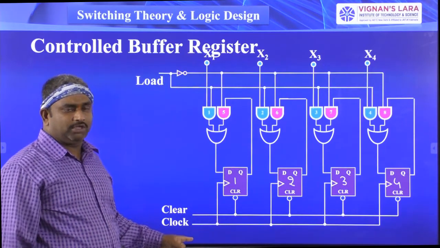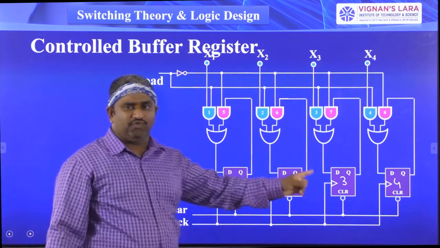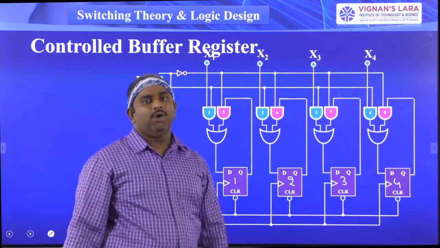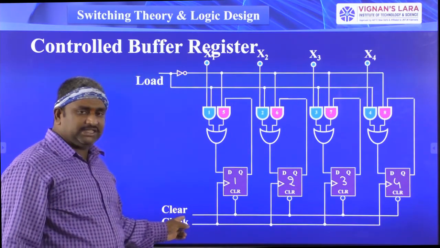We have a single input clock signal. So when you are giving the clock pulse, automatically the 4 flip-flops are going to the working condition. So this is the clock signal. Next, clear signal. So see this clear signal.